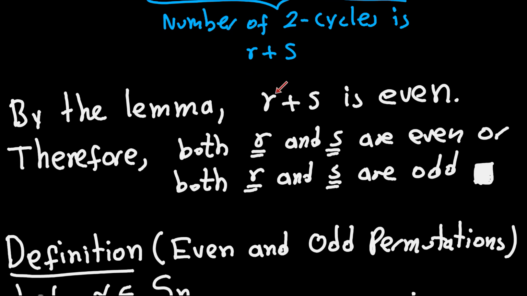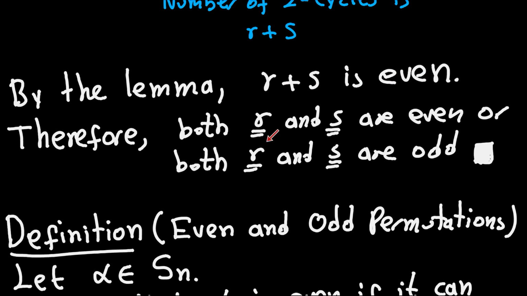For example, 3 and 7, they're both odd, but you get even. So whenever a sum is even, these two have to be both even or both odd. Why? Because if, for example, R is even and S is odd, then the result will be odd, but that doesn't match with this statement. So both R and S are even or both R and S are odd.